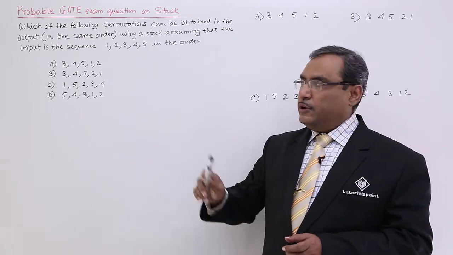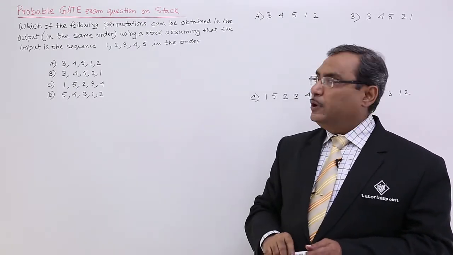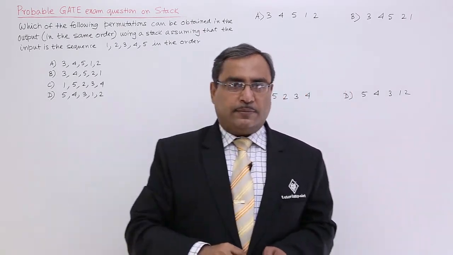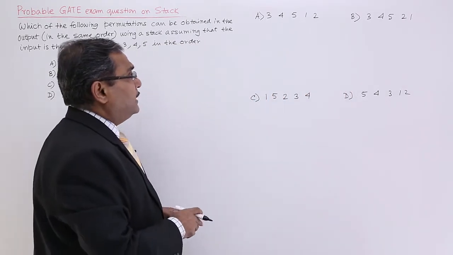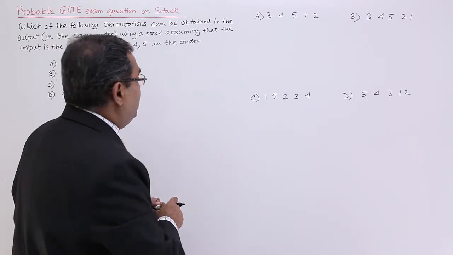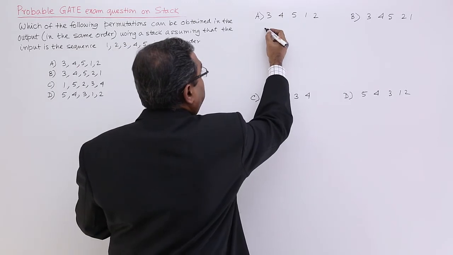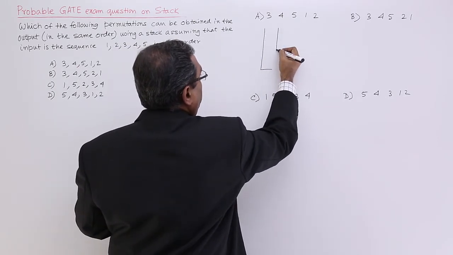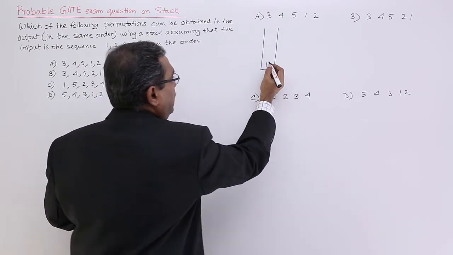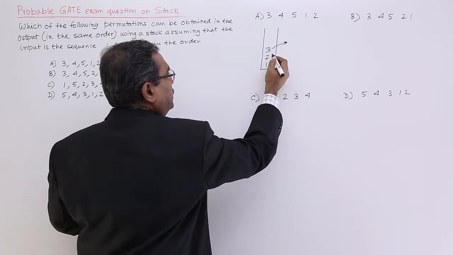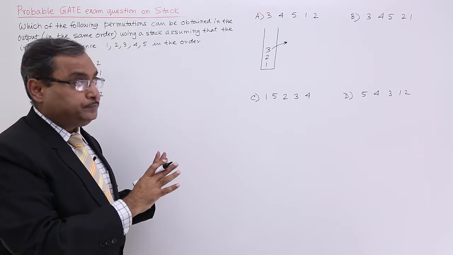So let us try for each and every option to show you, because this is a type of problem used to come in our exams. See, let us suppose the first A, B, C, D, all the options I have written here separately. Now see, I want to get 3 as output. So I should push 1, I should push 2, then 3, then pop. So 3 can be obtained as output.